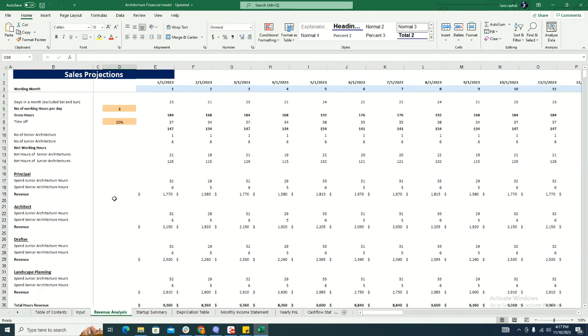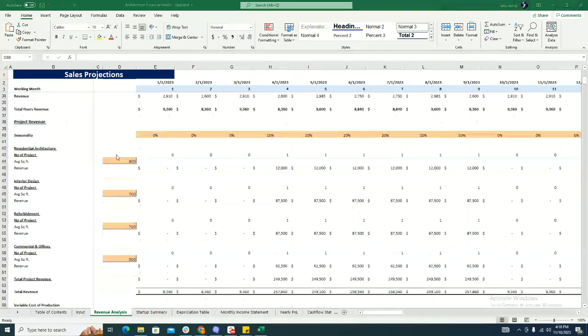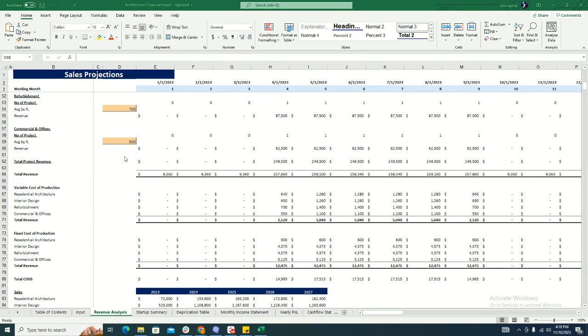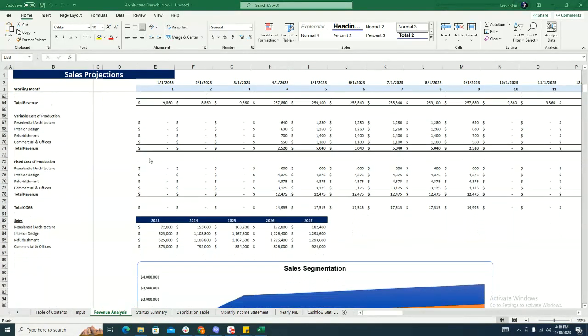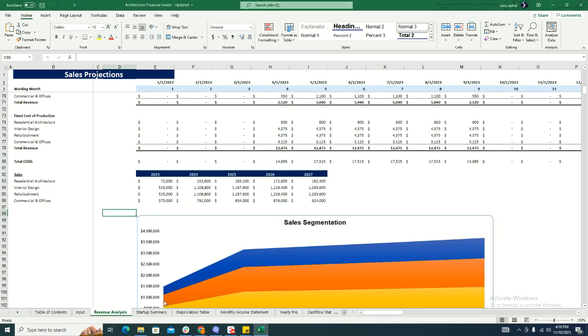When it comes to revenue analysis, the revenue analysis sheet basically gives you the main information. So if you see over here, you can see it is calculating the revenue from each of the revenue streams and then giving the total revenue, as well as the total cost of goods sold on these revenue streams.